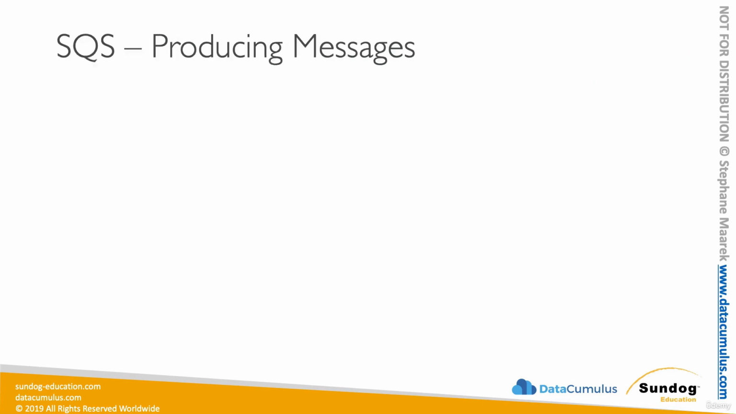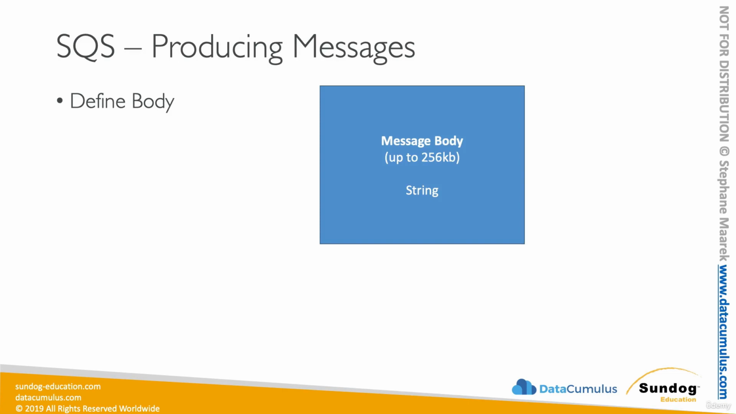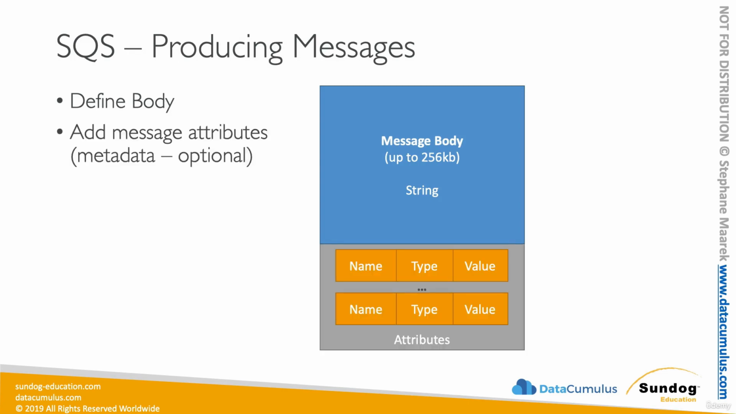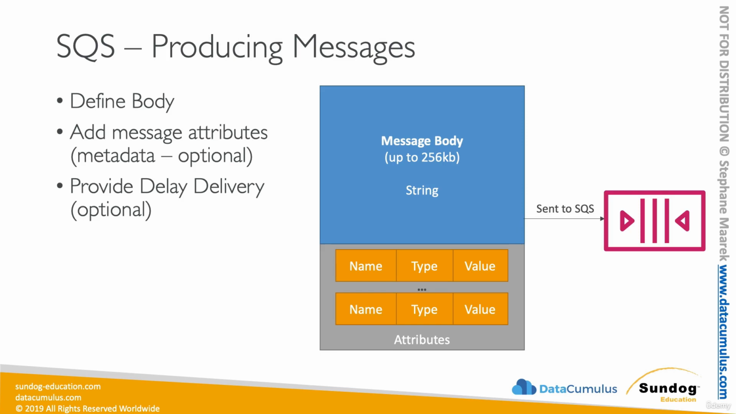Now, how do we produce messages? Well, messages in SQS have a body, and as I said, they're up to 256 kilobytes, and they're made of a string, so made of text. And you can add metadata attributes to it. You can add key-value pairs on top of that message. You can provide a delayed delivery, that's optional, and then that message is sent to SQS. What you get back from it is a message ID and an MD5 hash of the body, just to remember what you've sent to SQS.